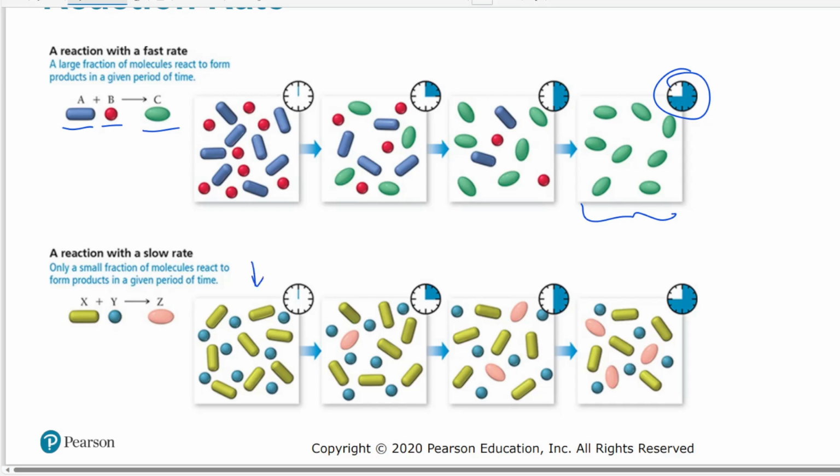In the bottom example, we have a yellow plus blue pills forming a pink pill. When we begin, we have only starting materials. Over time, just as above, we begin to form product. But in the end, after 45 minutes, we still have some starting materials left. This is demonstrating that some reactions occur faster than other reactions, and that's why we need to define rate. We need to be able to determine how fast our reaction is proceeding.